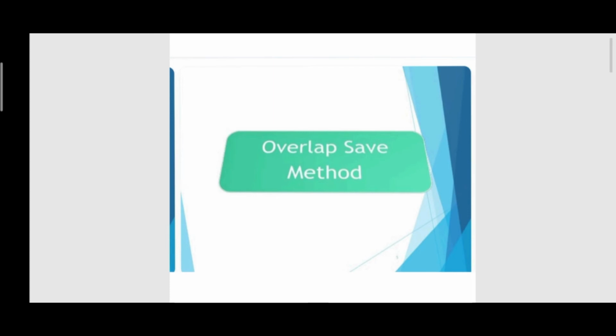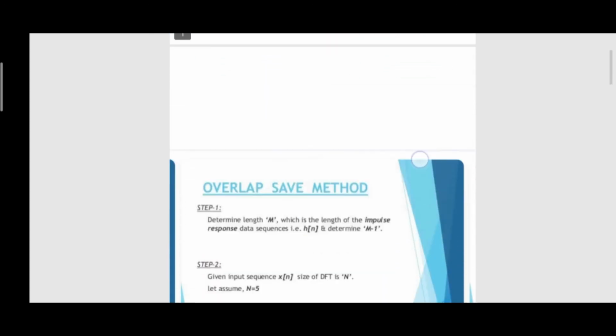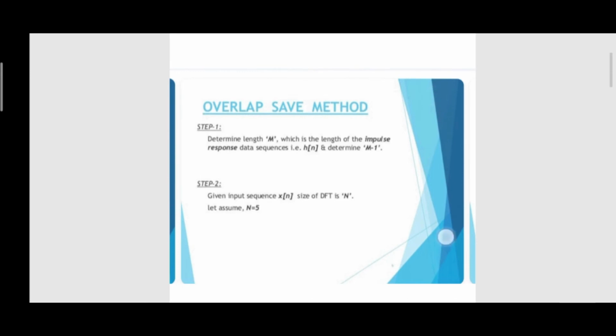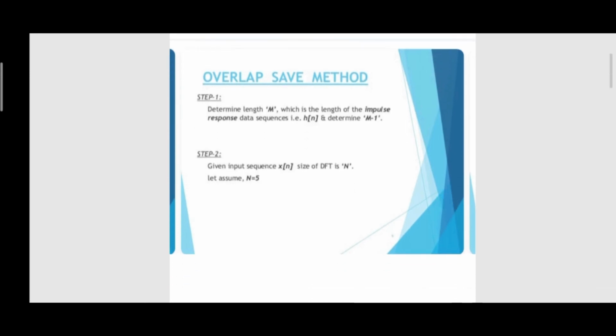Okay, now let's see about the overlap save method. In this overlap save method, the first step is to determine the length M, which is the length of the impulse response data sequence, that is h of n, and determine M minus 1. In this also we are convolving two data sequences.